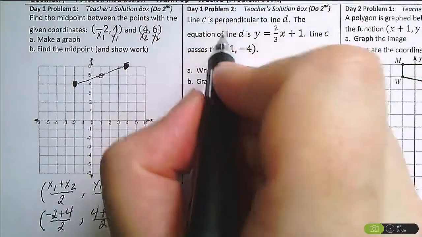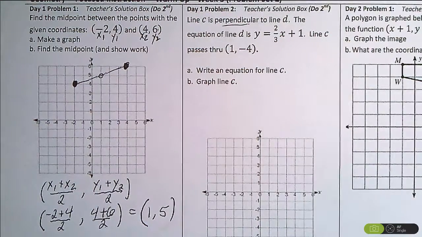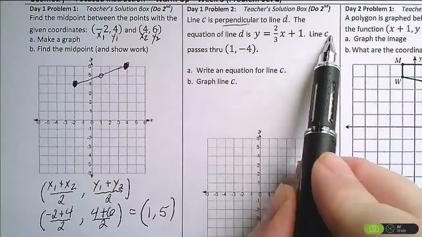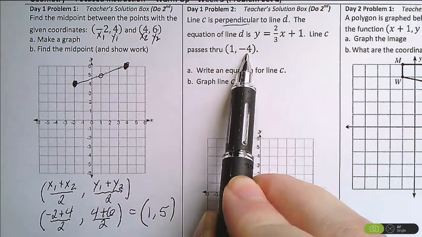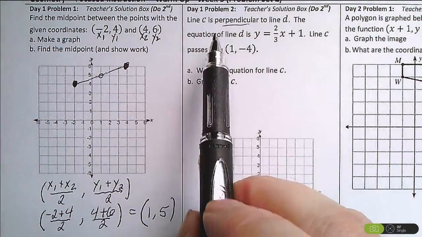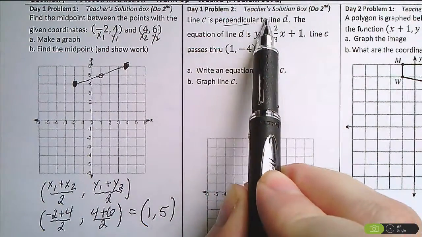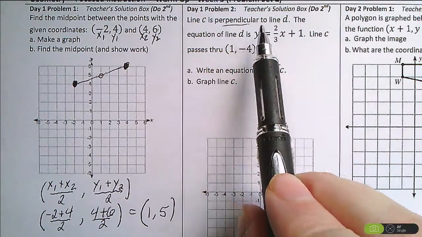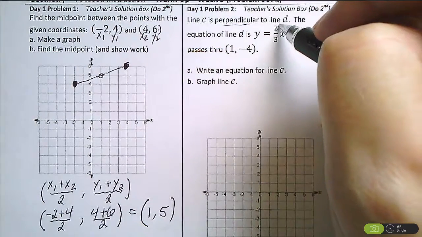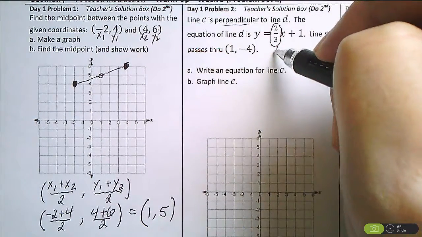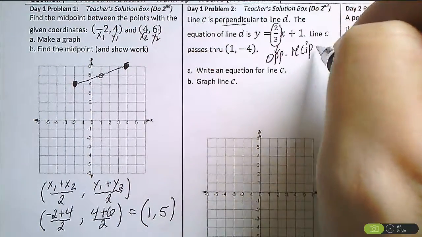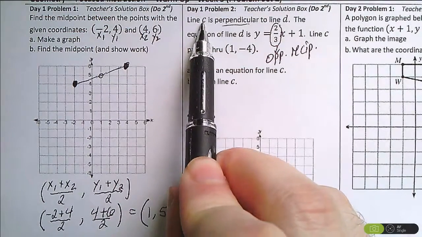Day 1, problem 2. Line C is perpendicular to line D. The equation of line D is this. Line C passes through this ordered pair. Write an equation for the line and then graph it. The key to doing this question is when we're told that line C is perpendicular to line D. Perpendicular lines have slopes that are opposite reciprocals. So because line D has a slope of 2/3, if we take the opposite reciprocal of 2/3, we can get the slope of line C.